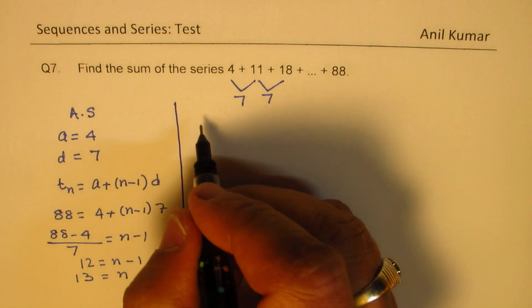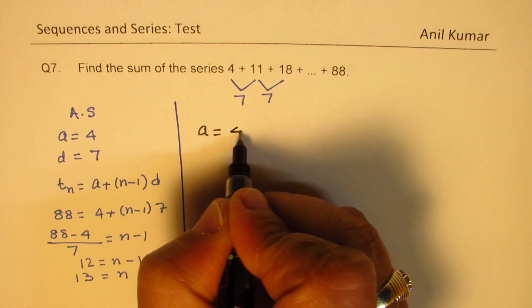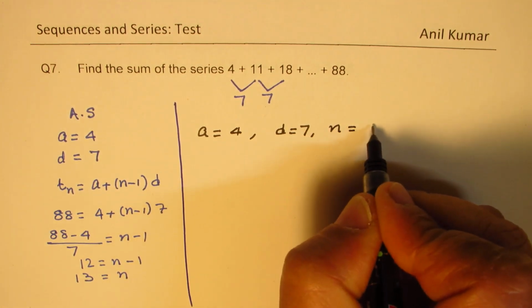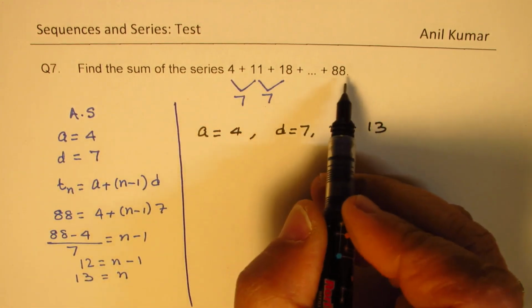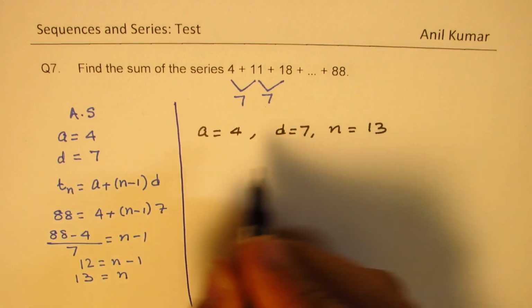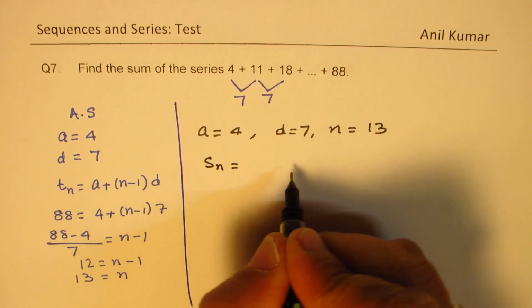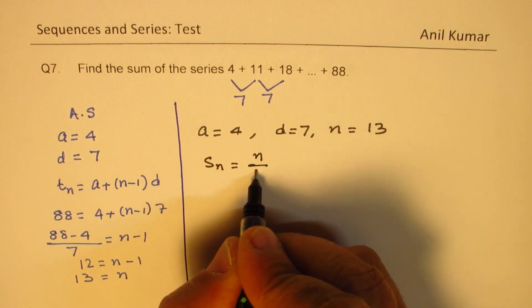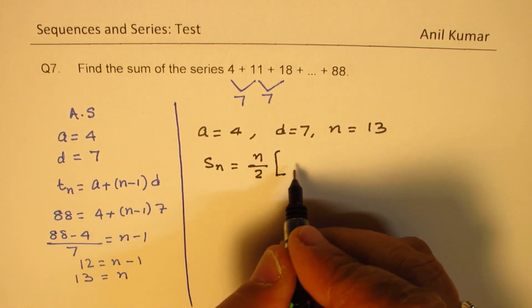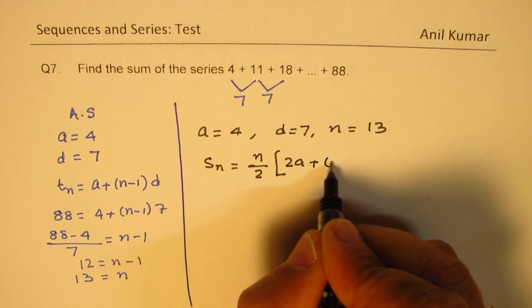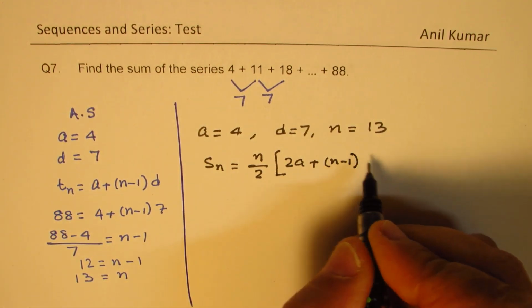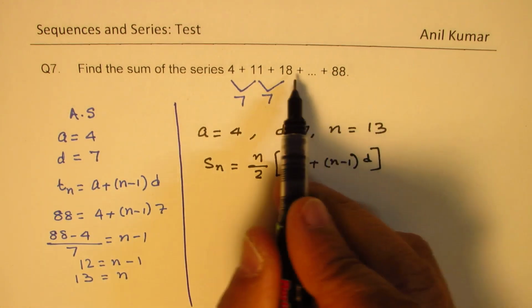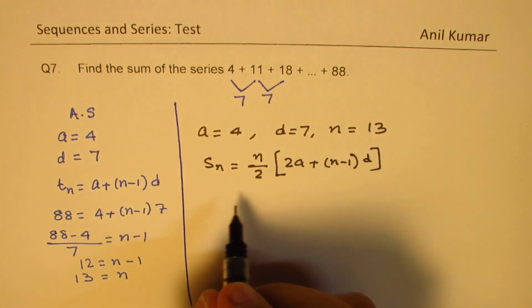That is to say that a is equal to 4, d is equal to 7, n is equal to 13, and we need to now find the sum of the series. So we're looking for the sum of the series, and the formula for the sum of an arithmetic series is n over 2 times (2a plus (n minus 1) times d). You could also use t1, and we'll use the alternate formula also to find this, correct?